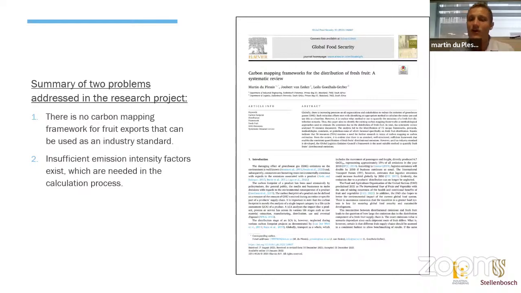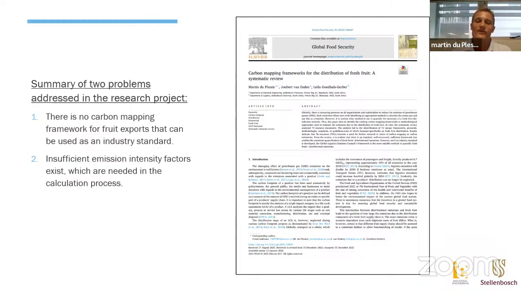Okay, so the summary of the problem is there is no carbon mapping framework. If you don't have a recipe, you don't know how to cook. That's the first problem. So we need to define a universal standard or a recipe that any stakeholder can use and apply to estimate the emissions of a specific distribution scenario between point A and point B, and for the refrigeration between point A and point B. So that's the first problem we have.